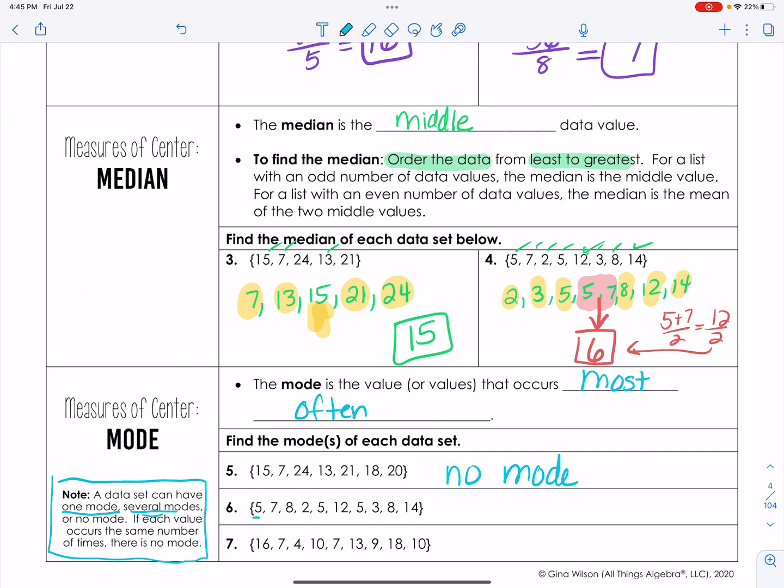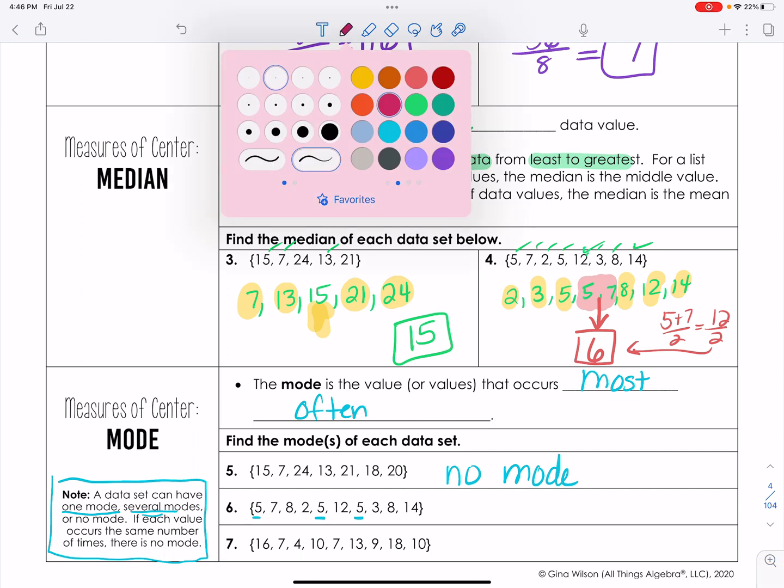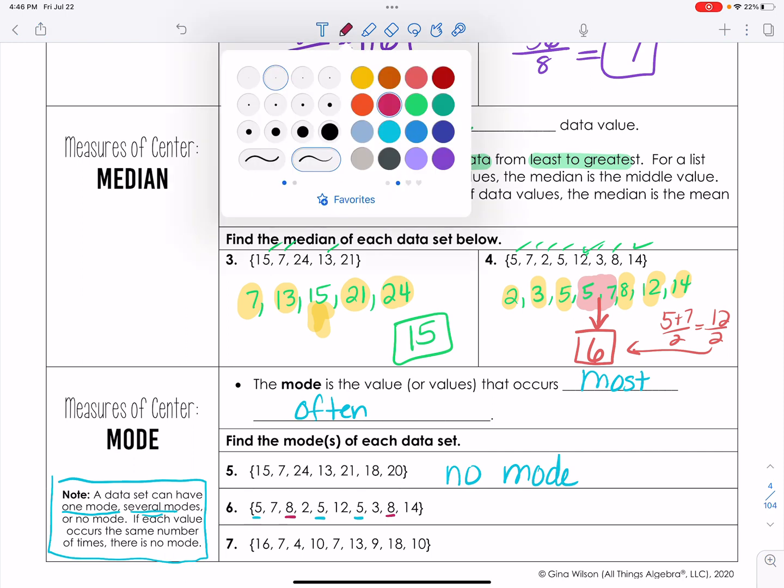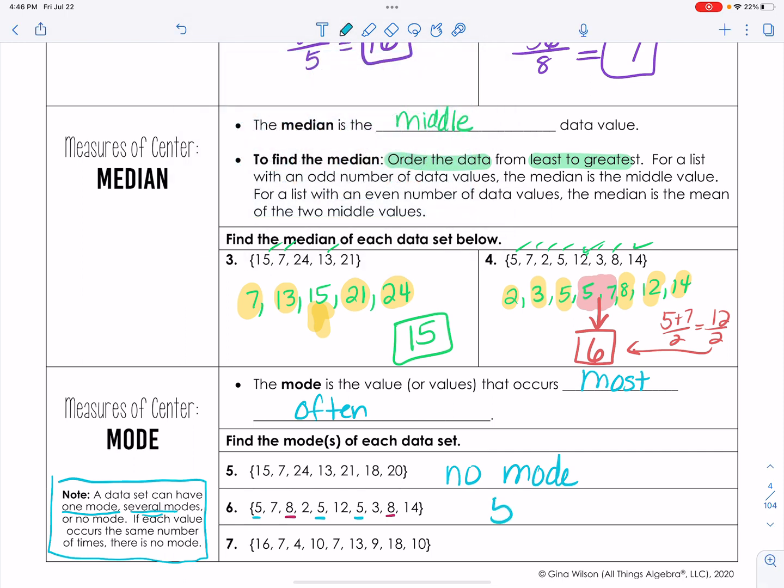The next one, I have a 5 and I have a 5. I don't have another, oh, I have 3 5s. There's another 5. I don't have any 7s. I do have an 8 and an 8, so I have 2 of them. But 2 isn't enough, so my mode on this is 5. Okay, now if I would have had another 8, then I would have listed both of them.